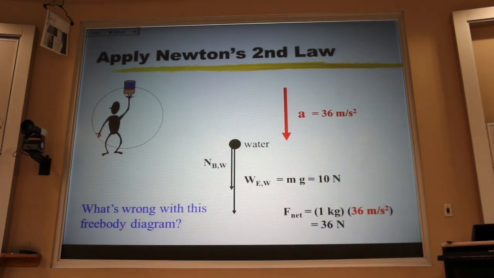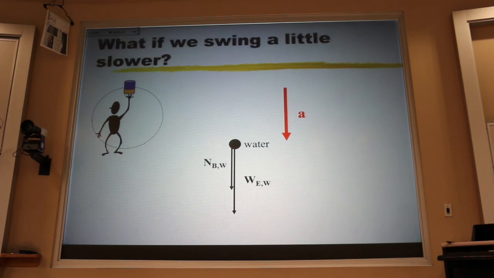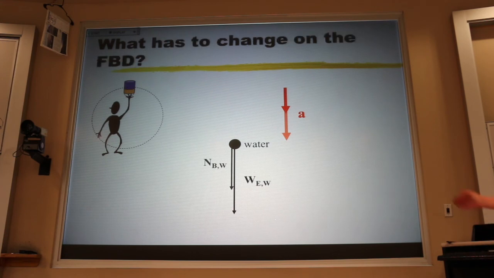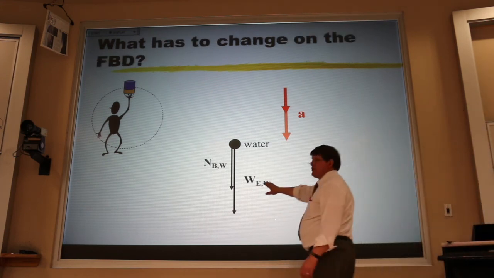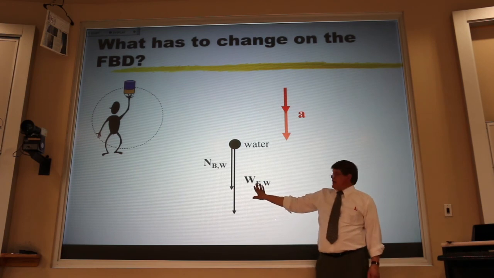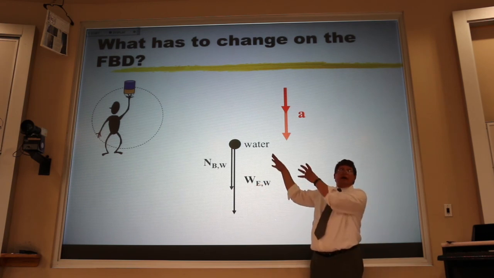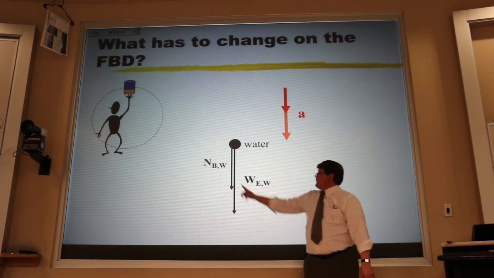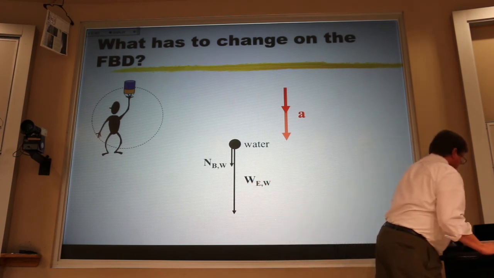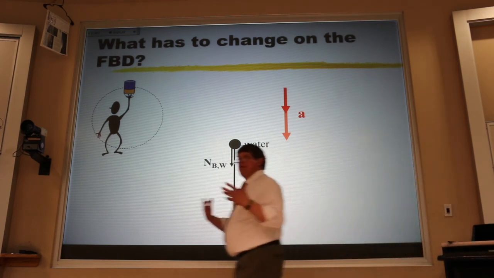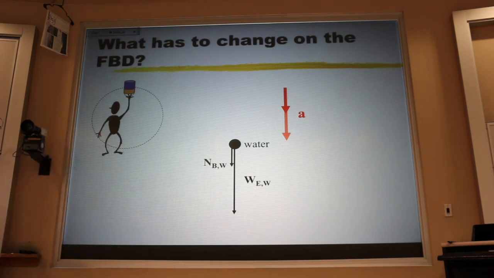Sorry. Now, what if I swing it slower and slower and slower? What happens to that acceleration vector? Gets smaller. And what has to happen to my free body diagram? Does this weight force change? No. And so that means in order for this diagram to scream less down, the normal force has to get smaller. And when that normal force goes to zero, the water leaves the bucket.